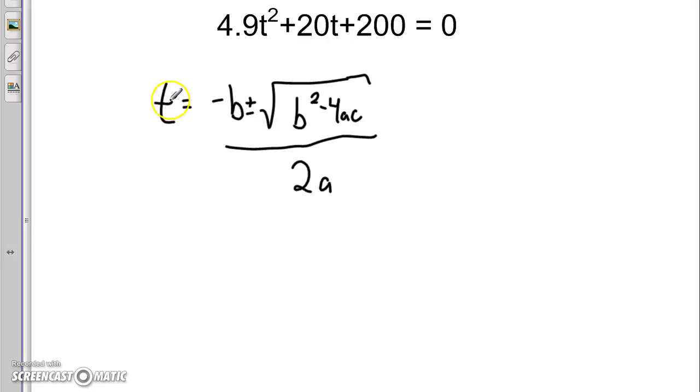And so the equation you can sing it like this. T is equal to negative b plus or minus the square root of b squared minus 4ac all over 2a.